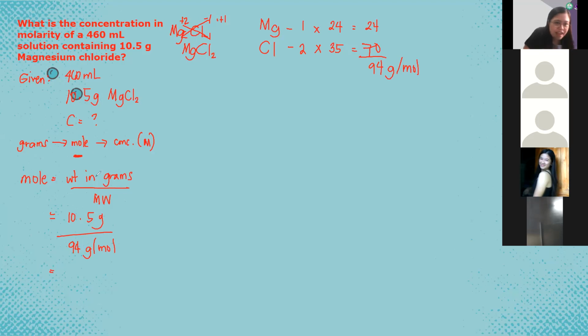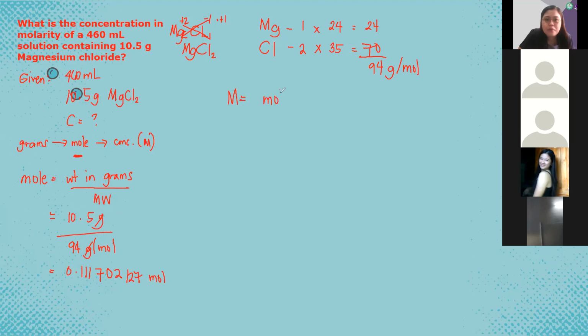So 10.5 divided by 94 grams per mole is 0.111702127. Cancel ang grams ha. So mole ang ating unit. So meron na tayong moles. Pwede na tayong mag-compute ng concentration.